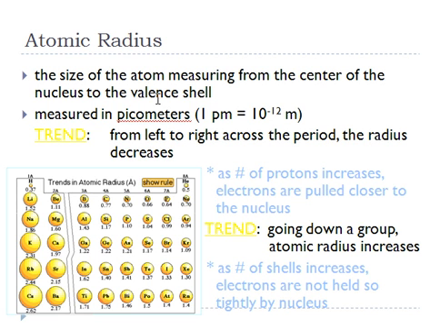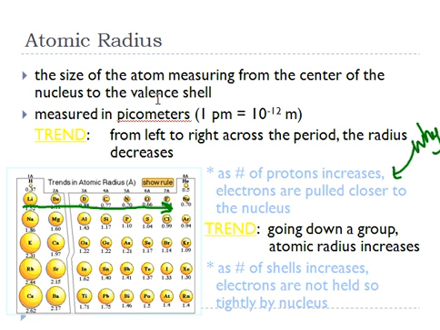So the trend here, we go from left to right and going down a group. We'll look at the first one. From left to right across the period, the radius decreases. So as we go this way, you can actually see in this picture that the atomic radius is getting smaller and smaller and smaller. So here's the big thing about this video. You have to know what the trend is, and you also have to be able to explain why.